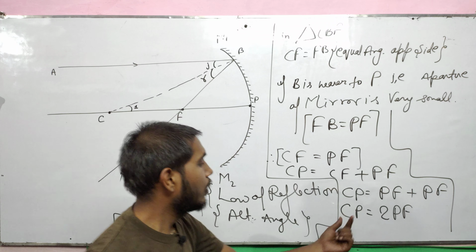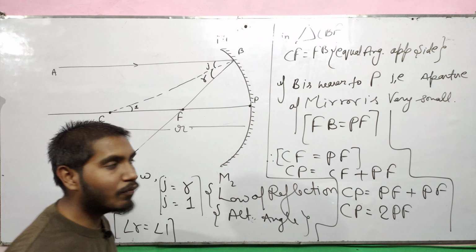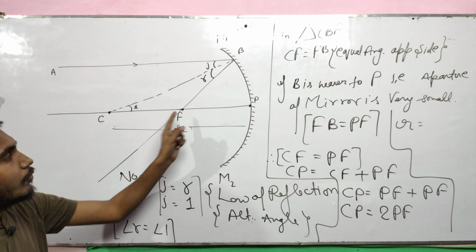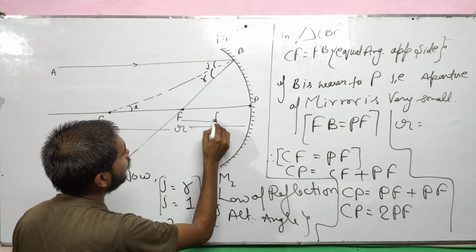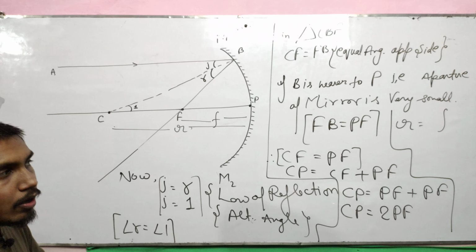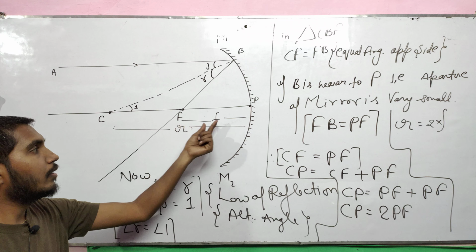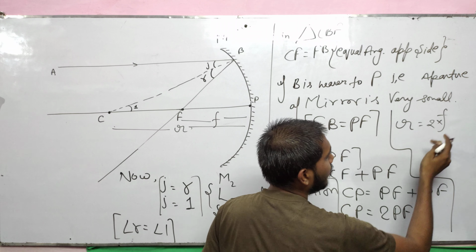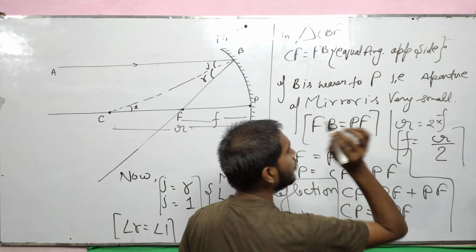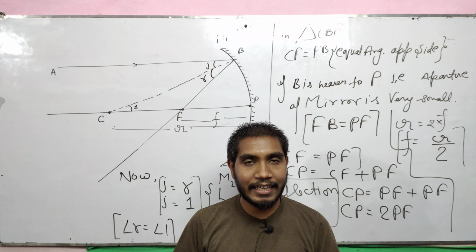Now CP is the radius of curvature R, equals 2 times PF, and PF is the focal length F. Now F equals R by 2. That's proved very easily.